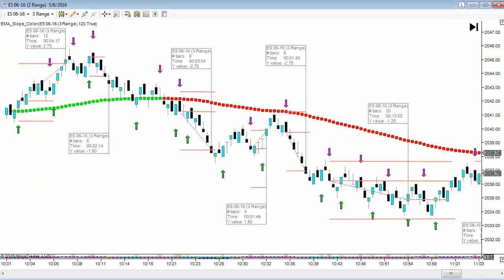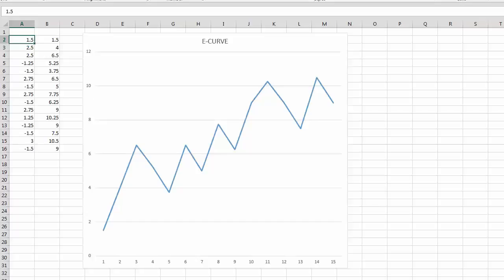Backtest it. Tell me what you think. You can always add to it or improve on it. This is just a starting ground to hopefully get some of you pointed in the right direction.